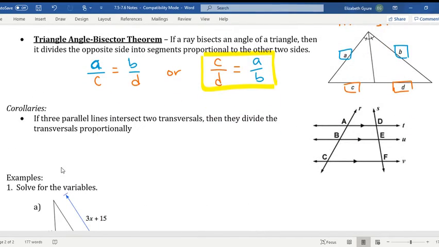So here, our last thing, our corollary, is if three parallel lines intersect two transversals, then they divide the transversals proportionally. Very similar to our first theorem, except this time we have three parallel lines instead of just two. And basically, again, everything's going to just get split up into proportional parts.